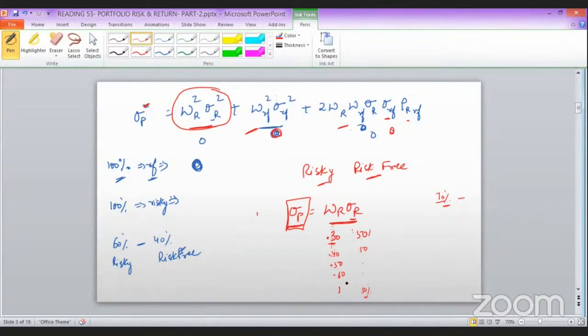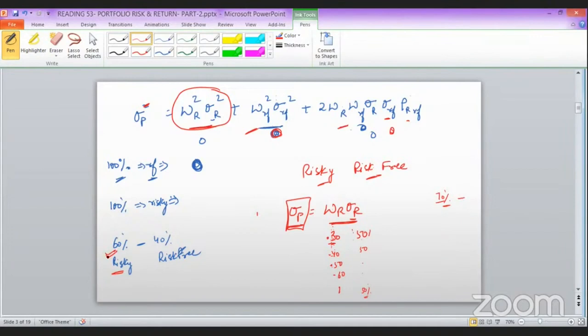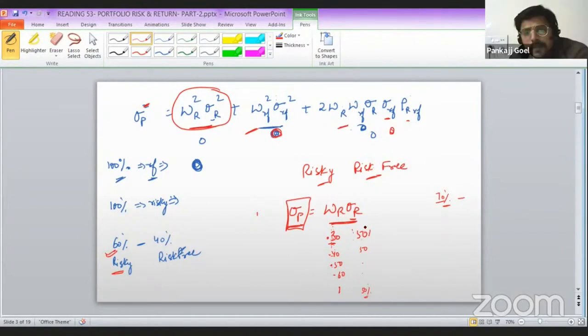When you have written your 60, 40, risk and risk-free, that is 60% allocated to risk. That is not weightage, that is allocation. I mean, it is weightage, right? It is weightage. This is weightage. So then how are you getting 50%? This one, the standard deviation, is an assumption. I am saying, for example, the standard deviation of the risky instrument is 50%. Okay, this is an assumption. These are the weights and this is the standard deviation of the risky one.